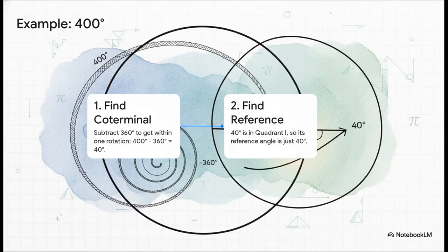So what happens when you get a giant angle, like 400 degrees? First of all, don't panic. The first step is always to find its coterminal angle. Just subtract full 360-degree rotations until you get a number between 0 and 360. So, 400 minus 360 leaves us with just 40 degrees. And since 40 degrees is in quadrant I, well, its reference angle is just 40 degrees.